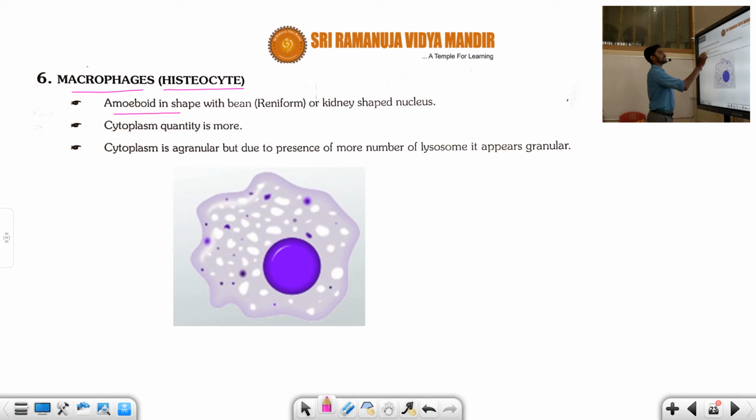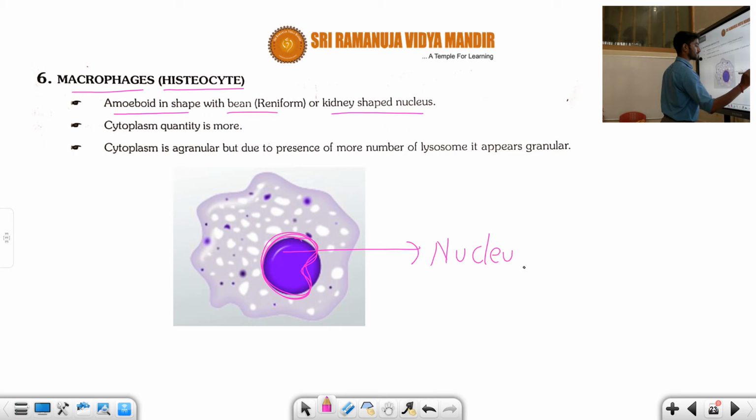They are amoeboid in shape, with a bean or kidney shaped nucleus that we can observe. The cytoplasm is present in a larger quantity. The cytoplasm is granular, but due to the presence of a large number of lysosomes it appears granular.